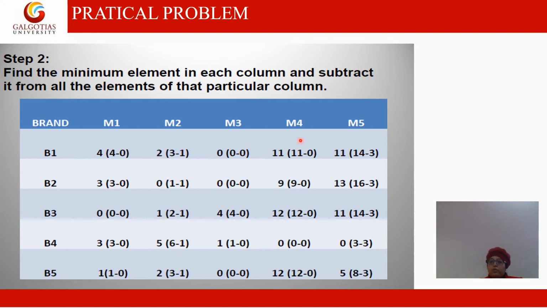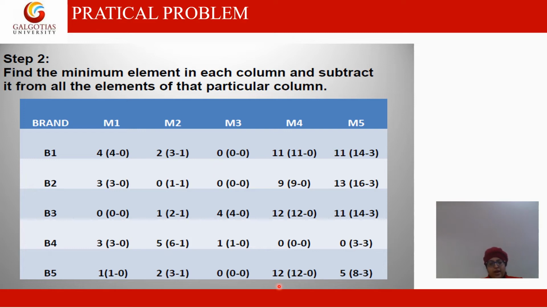In column 4, I will be looking for the minimum value. Looking at the previous matrix table, I had the minimum value 0 there. So I am going to write down the new values. That will be 11 minus 0, 11, 9 minus 0, 9, 12 minus 0, 12, 0 minus 0, 12 and 12 minus 0 is 12.